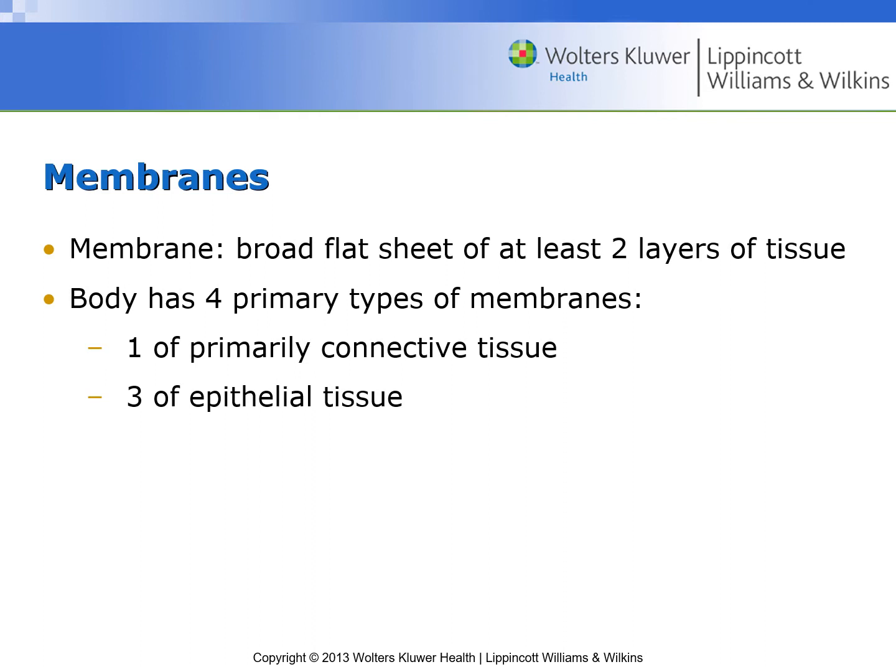Let's look at the membranes. The membrane is a broad, flat sheet of at least 2 layers of tissue. The body has 4 primary types of membranes, 1 of primarily connective tissue and 3 of epithelial tissue.